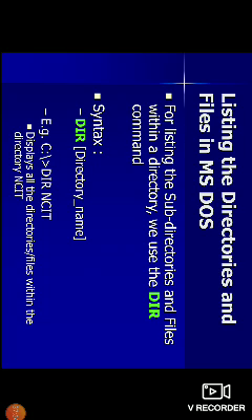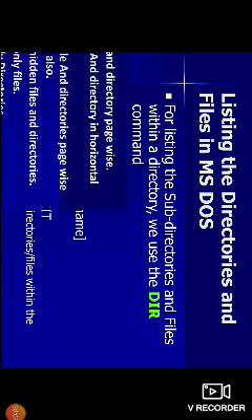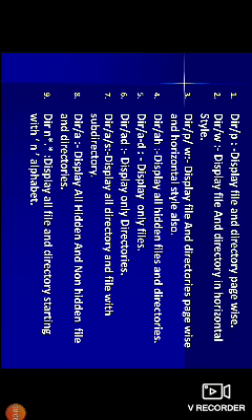First one is the dir command. It displays the subdirectories and files within a directory. The next ones are dir/p, dir/w, dir/p/w, dir/ah, dir/a-d, dir/ad, dir/a/s, dir/a, and dir star dot star. So these are the different dir commands.